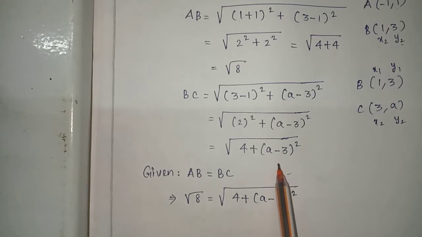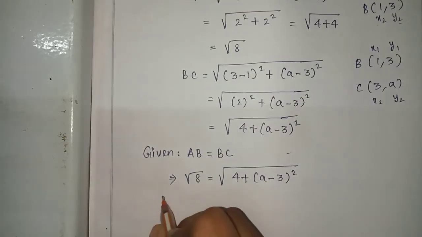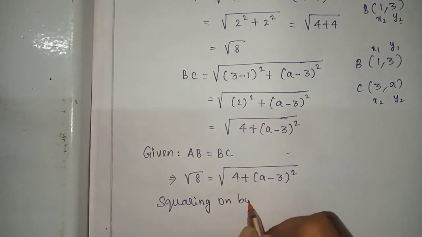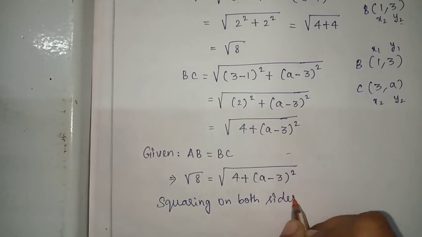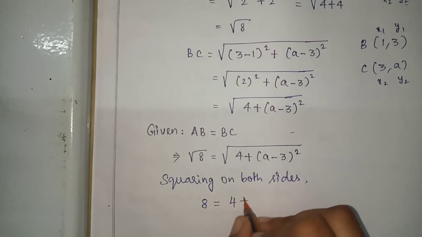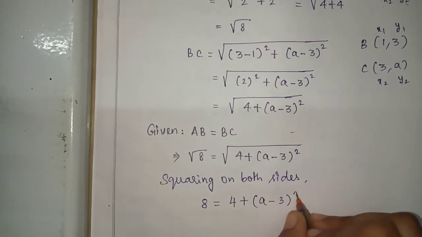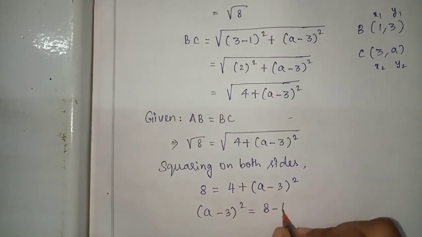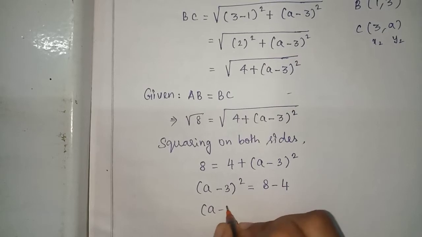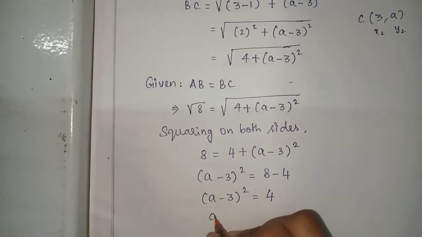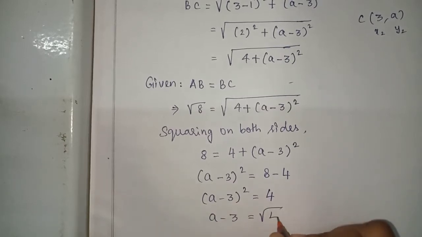The next step is you have to take squaring on both sides. So squaring on both sides means you get 8 is equal to 4 plus (a minus 3) the whole square. So (a minus 3) the whole square is equal to 8 minus 4, which is 4. (a minus 3) is equal to root 4.